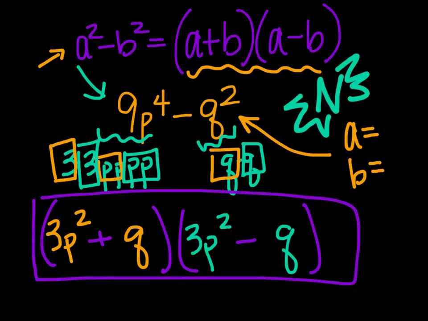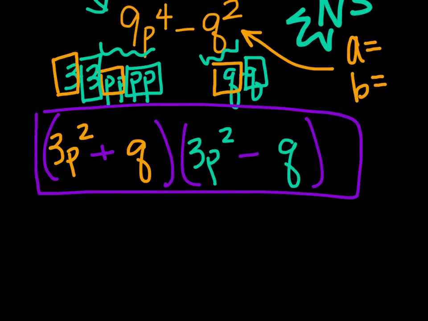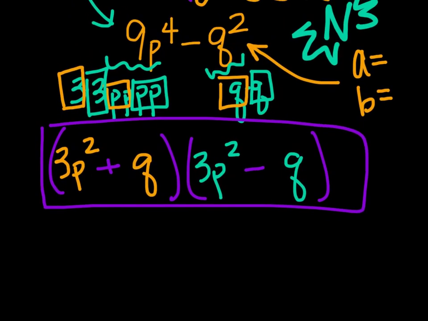But as always, check your work. So let's actually do that. Let's do FOIL on this thing. Remember that you can always FOIL things to check your work. So 3p squared times 3p squared, that's our first term. That'll end up being 9, because 3 times 3 is 9. And p squared times p squared, if we do our exponent rules right, those exponents will add, and so we have p to the 4th.